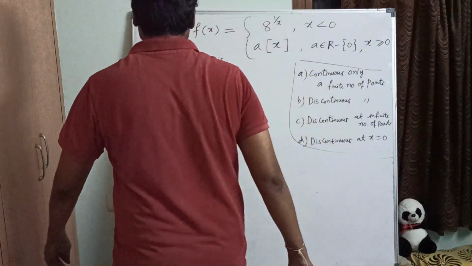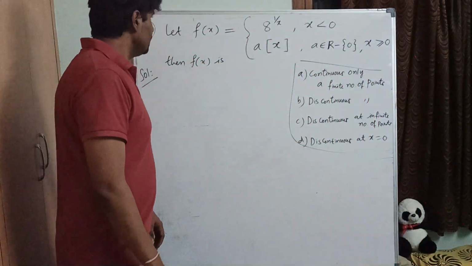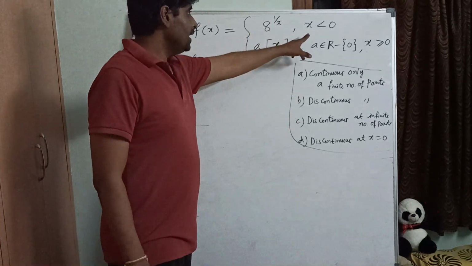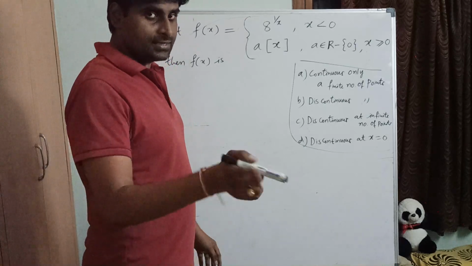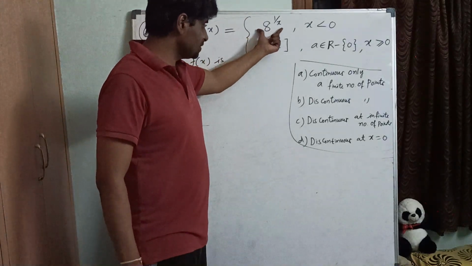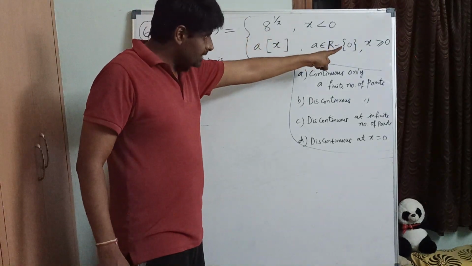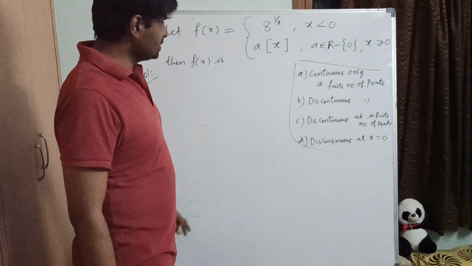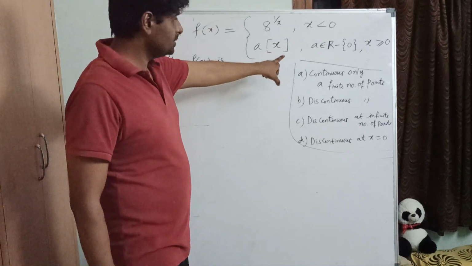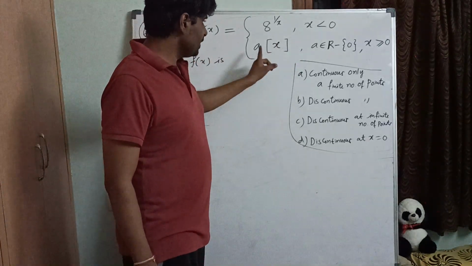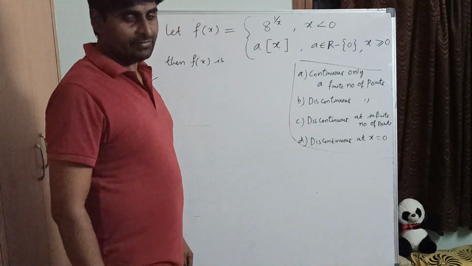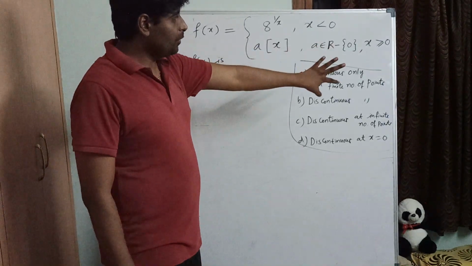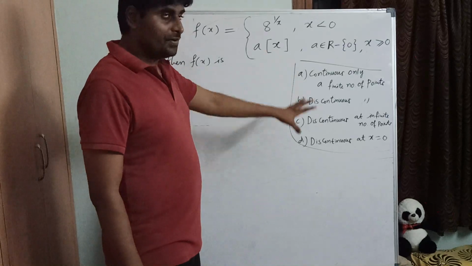Now see this question. It's very easy. Let f(x) = 8^(1/x) when x is less than 0, and f(x) = a times [x] (a into the greatest integer function of x) whenever x is greater than or equal to 0. Anyway, a must not be 0, that we know, except 0, any positive value. So this is the function given.